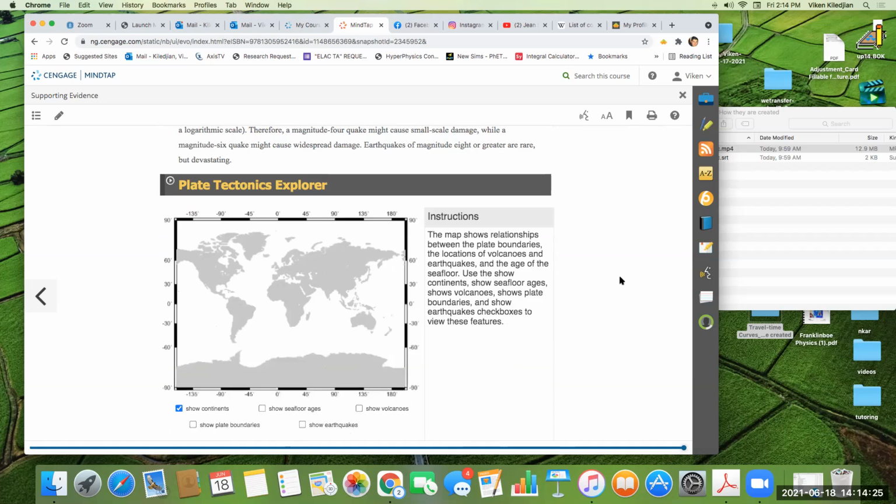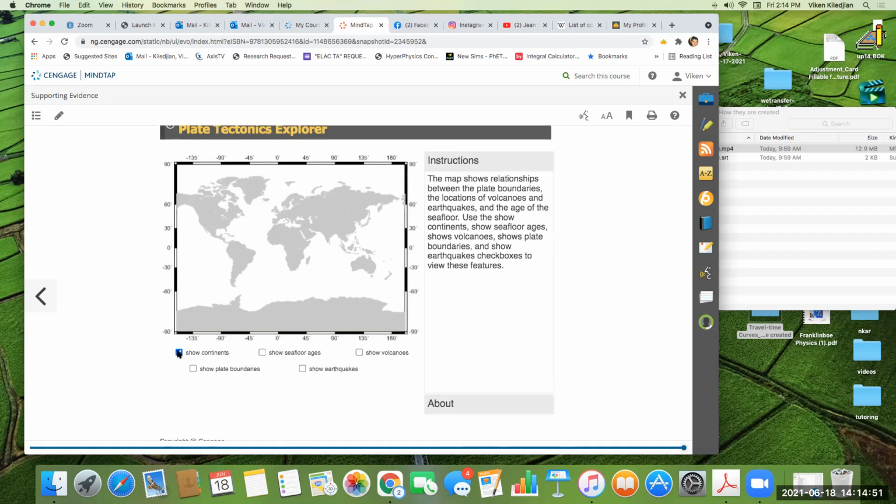The map below shows relationships between plate boundaries and locations of volcanoes and earthquakes and the age of the seafloor. Use the show continents, show seafloor ages, show volcanoes, show plate boundaries, and show earthquakes checkboxes to view these features.